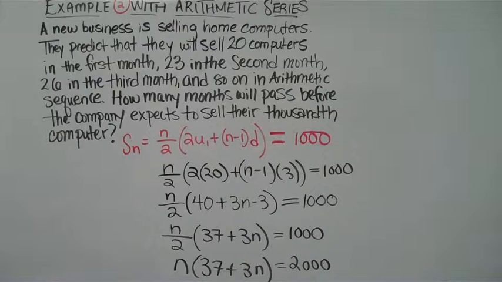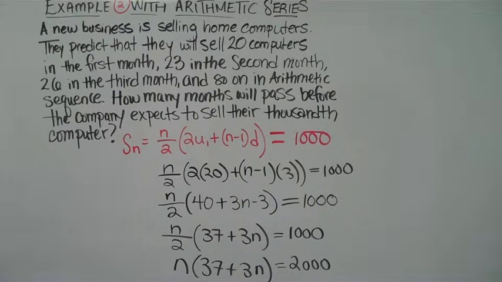Here's another example with an arithmetic series. It says, a new business is selling home computers. They predict that they will sell 20 computers in the first month, 23 in the second month, 26 in the third month, and so on in arithmetic sequence. How many months will pass before the company expects to sell their 1,000th computer?